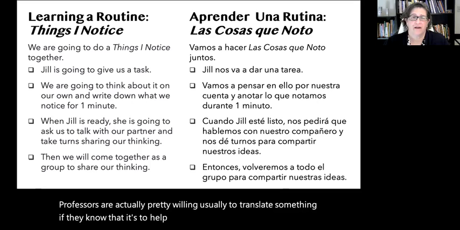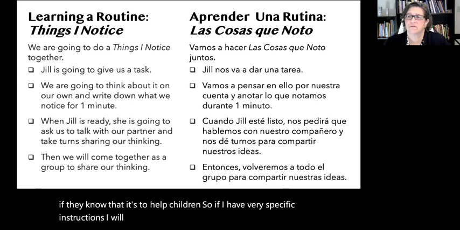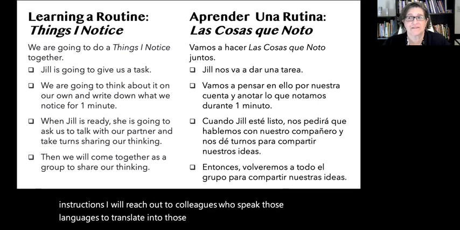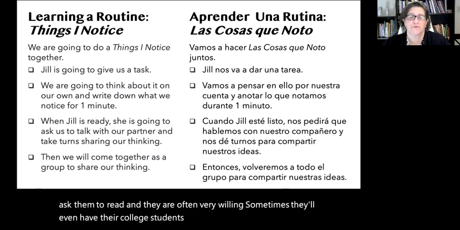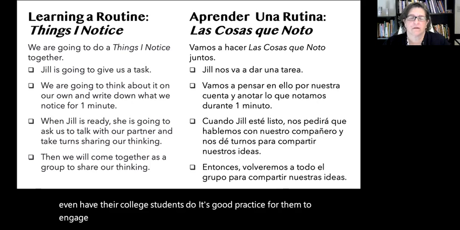So if I have very specific instructions, I will reach out to colleagues who speak those languages to translate into those languages. And oftentimes I will ask them to read, and they are often very willing. Sometimes they'll even have their college students do it. It's good practice for them to engage in an oral reading of something that can be kind of technical.